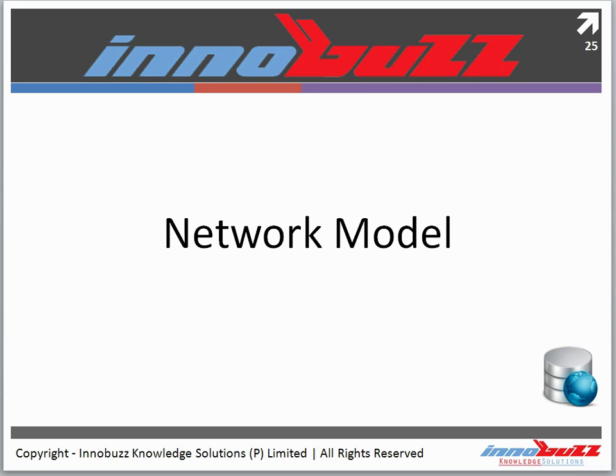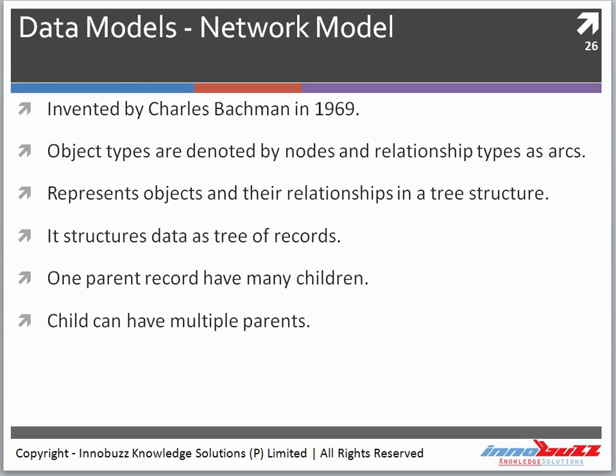Network model. The network model was invented by Charles Bachman in 1969, and object types are denoted by nodes and relationship types as arcs. Also, it structures data as a tree of records, and a parent can have multiple children, and a child can have multiple parents.